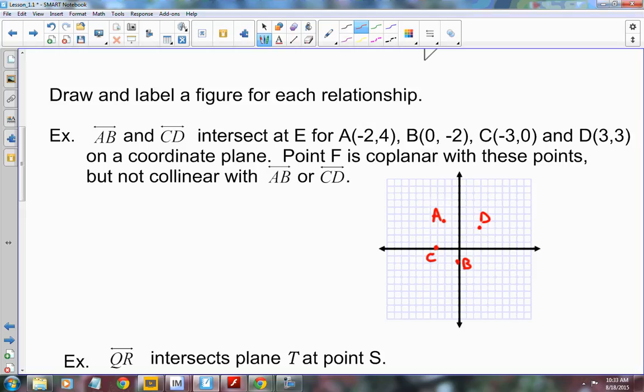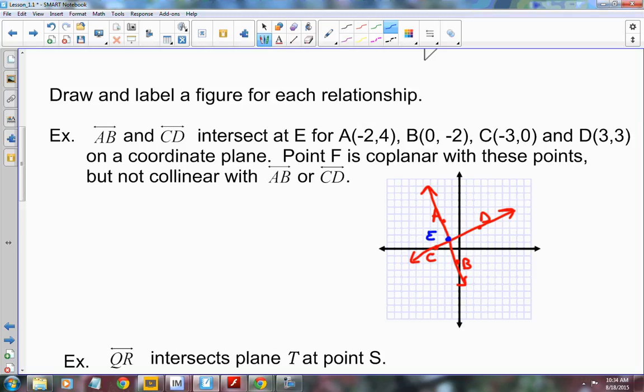and line CD. So now I need to draw line AB and line CD. Now, this doesn't draw very well, so I did pretty good last hour. Okay, so there's that line. And there's that line. So I've got line AB and line CD. What do they say about their intersection? It intersects at E. So then you would mark this right here as E.